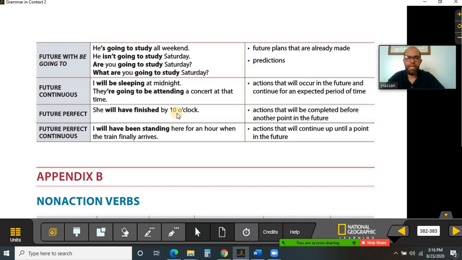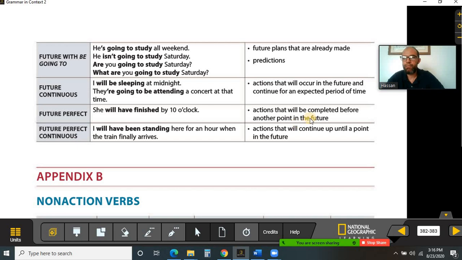She will not have finished by 10 o'clock. They will not have done all the homework. And the question is formed by doing inversion. Will you have done all your homework by 10 o'clock? Will she have finished by 10 o'clock? We also always start with have at the beginning.